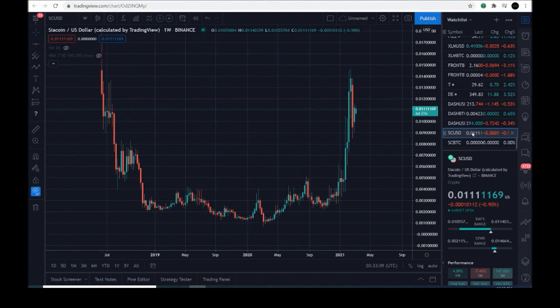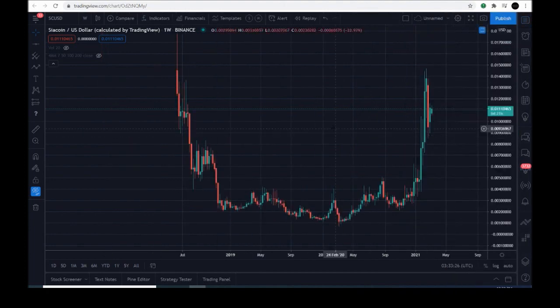So let's go ahead and get started and see what we have here in the chart, shall we? All right, so today is March the 7th, 2021, and the current price of the Siacoin USD pairing is going to be 1.1 cents. It's down approximately 0.9% for the day.